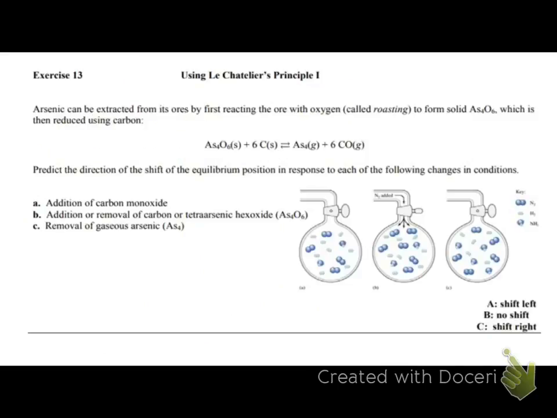Let's walk through a couple of scenarios. I have this equation. It doesn't have any gas on the reactant side, so there's only gas on the product side. It says predict the direction of the shift in response to these conditions. If I add carbon monoxide, what's going to happen? Right, because I'm adding more of this, and it shifts away from where I added the stress, so it's going to shift this way. What if I remove the tetra arsenic hexoxide?